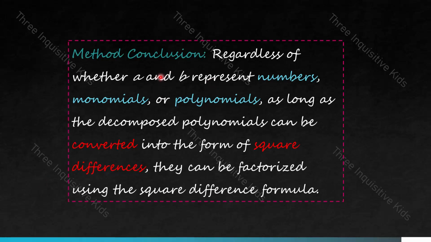Regardless of whether A and B represent numbers, monomials, or polynomials, as long as the decomposed polynomials can be converted into the form of square differences, they can be factorized using the square difference formula. So no matter if it's a number, monomial, or polynomial, you can see if it can be converted into the form of square differences, and if it can, then you can use the square difference formula.